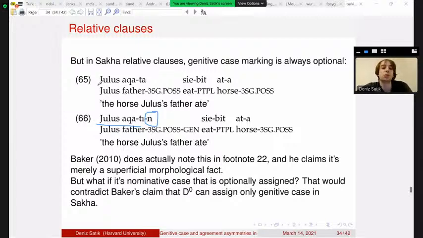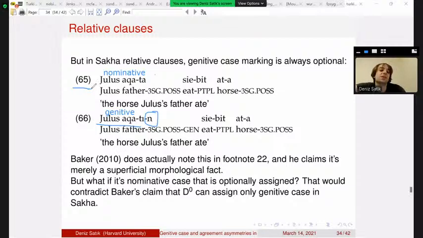In which case, I think it would be fair to say that this is actually the nominative. So I'm going to write nominative here, and then the genitive here. Baker, though, doesn't want to say that it's nominative. He just says in a footnote that it's just a superficial morphological fact. It's meaningless, doesn't matter. But it's because he doesn't want to admit it, because if it was nominative case that is present here, that would be a problem for him.